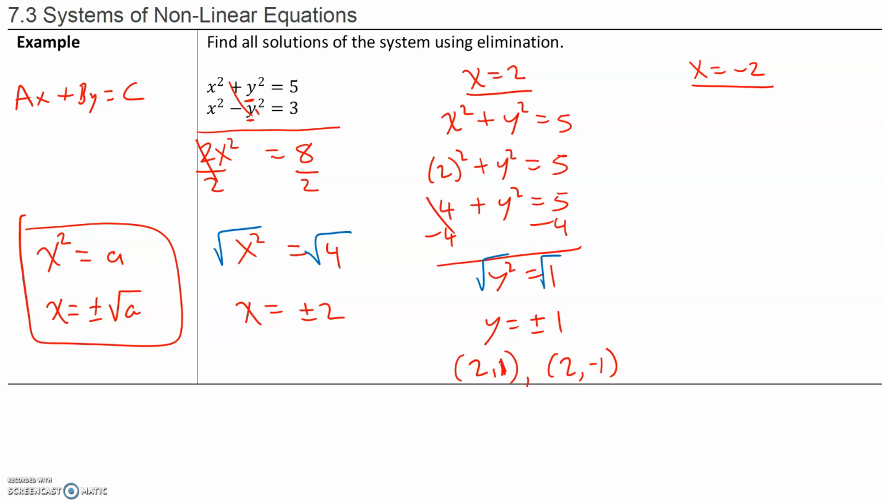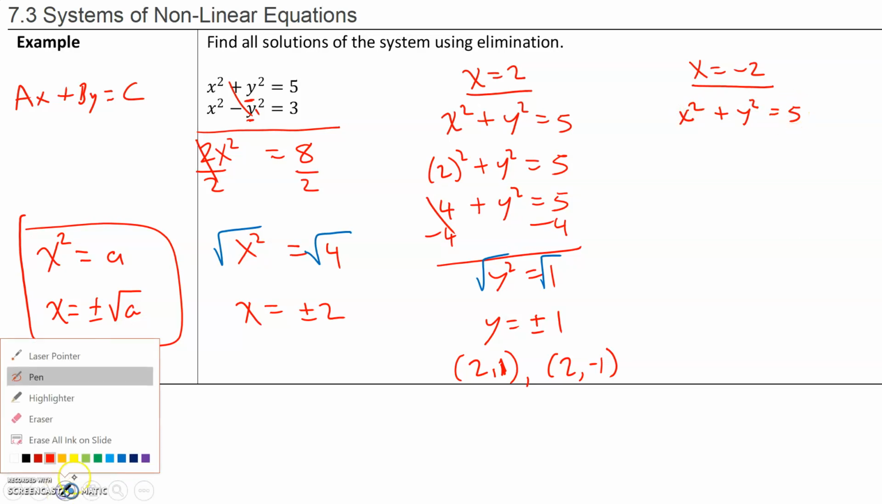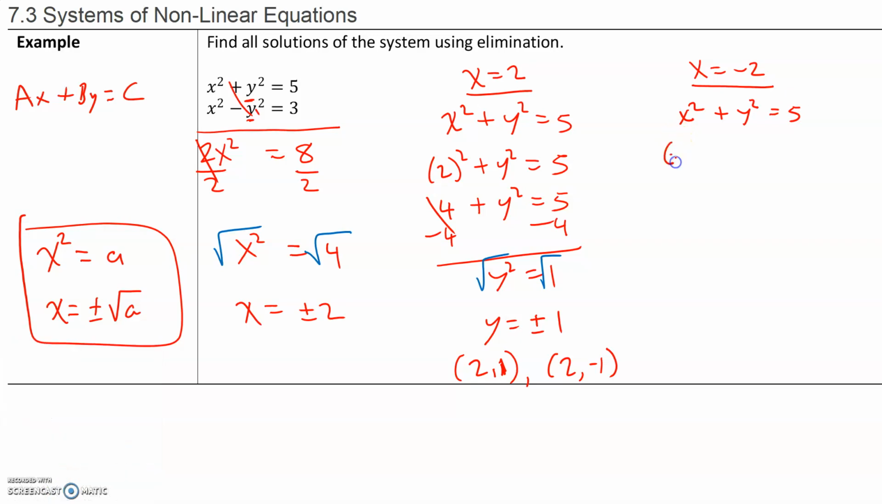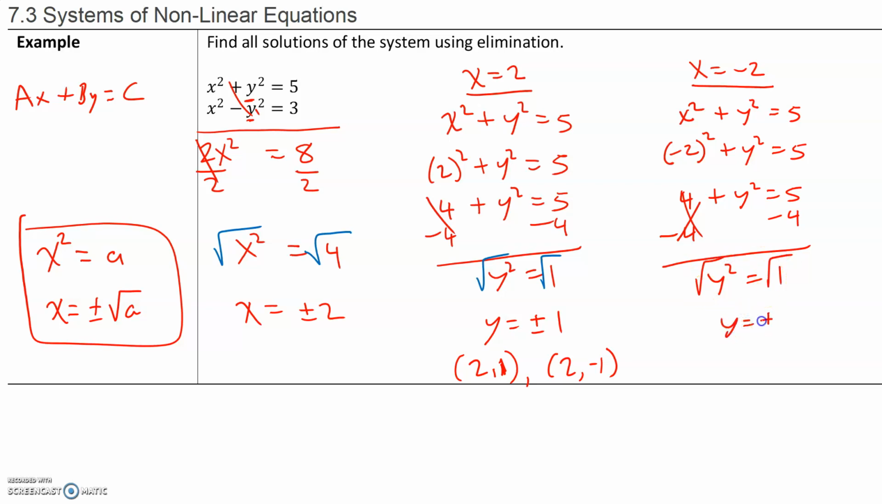In the second case, x equals negative 2. So once again, I can use either equation. I'm going to use the first one again, which is x squared plus y squared equals 5. Now this time, x is equal to negative 2. So instead of saying x squared, I'm going to say negative 2 squared plus y squared equals 5. So negative 2 squared is 4. I get 4 plus y squared equals 5. I move the 4 to the right, and I get y squared equals 1. Once again, if I square root both sides, I end up with y equals plus or minus 1.